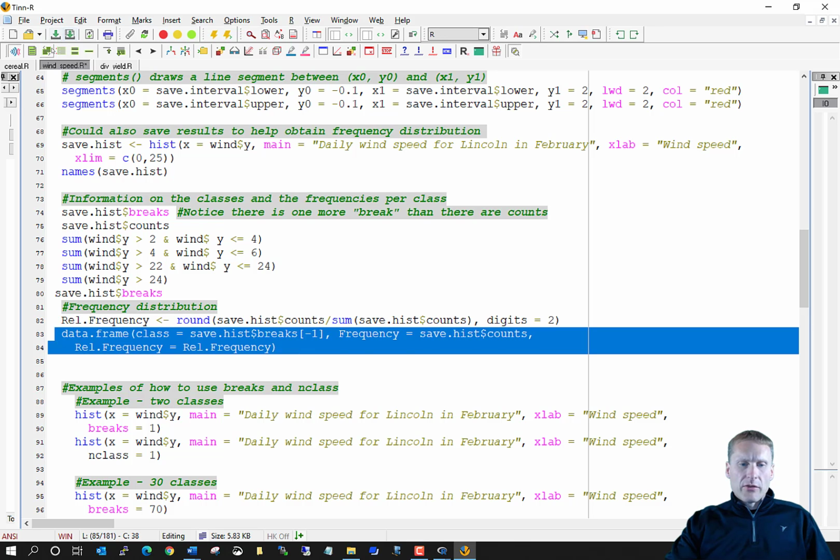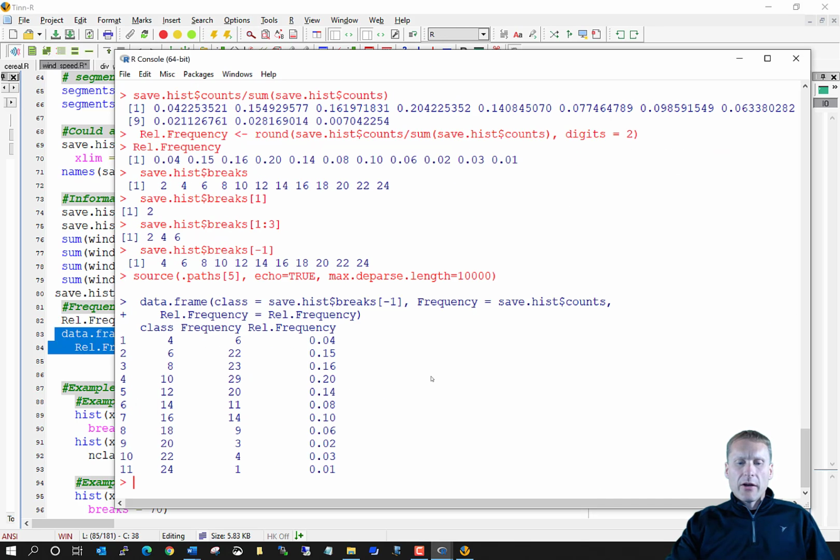Let's put that all into a data frame, and here we go. So for the first class, we just have to remember, okay, it's greater than 2 and now less than or equal to 4. Frequency 6, relative frequency is 0.04. So that's how you can get your own frequency table, also your table of the relative frequencies too.